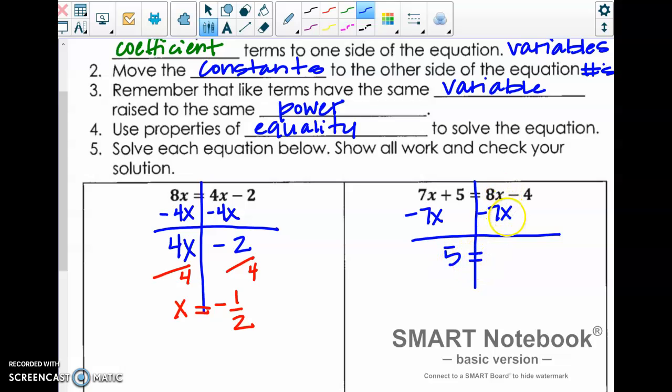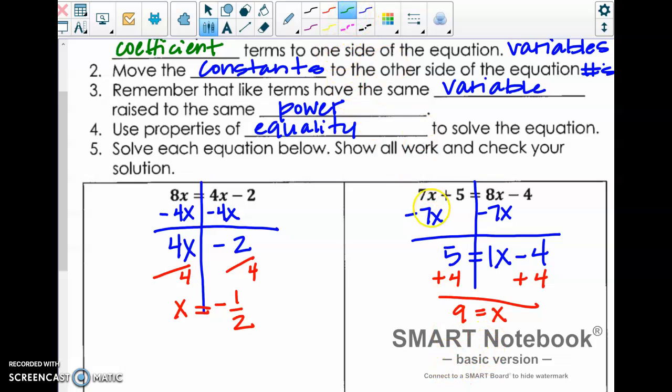Over here, I have 8x minus 7x, which is just 1x or just x, and then I still have the minus 4. Now, again, I'm at a one-step equation. I've got x already by itself. I just need to get rid of the minus 4. The inverse operation of subtracting 4 is to add 4. So then I'm left with 9 equals 1x, or just 9 equals x.